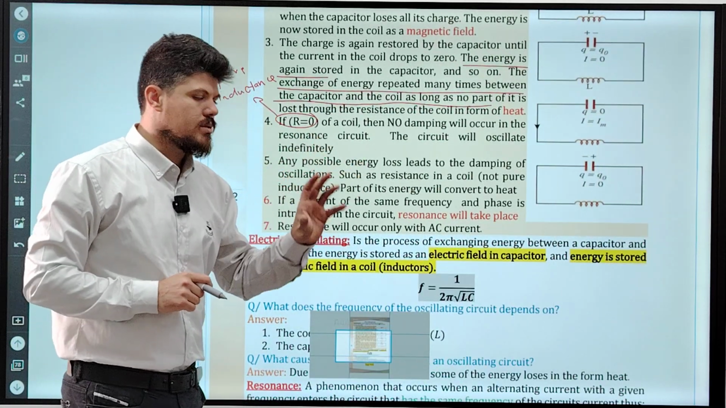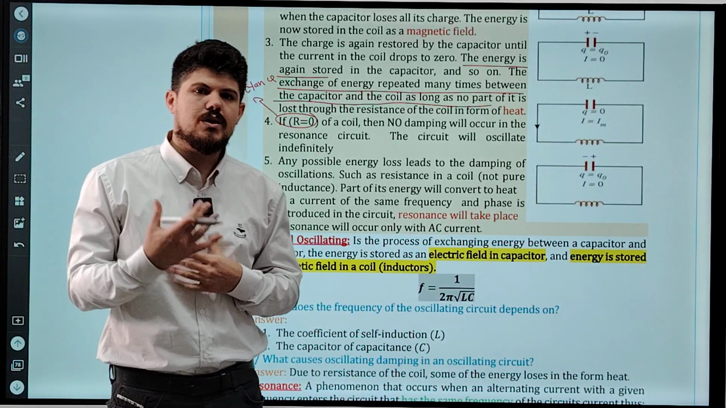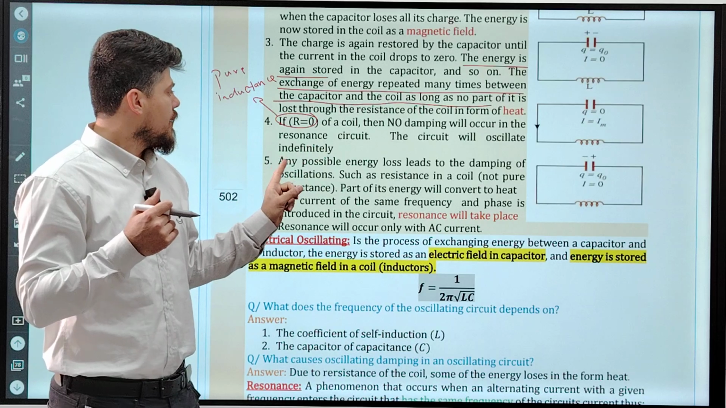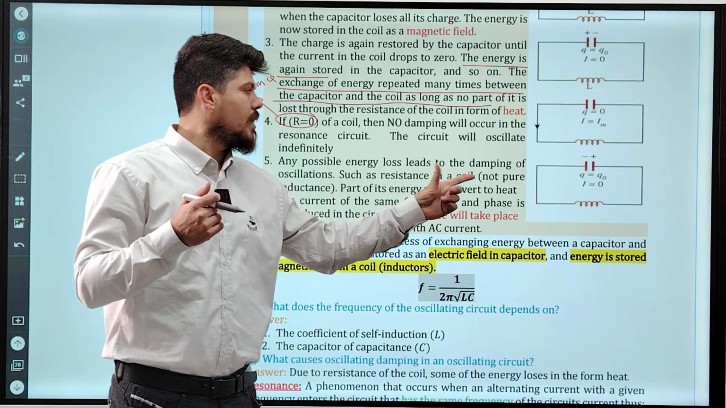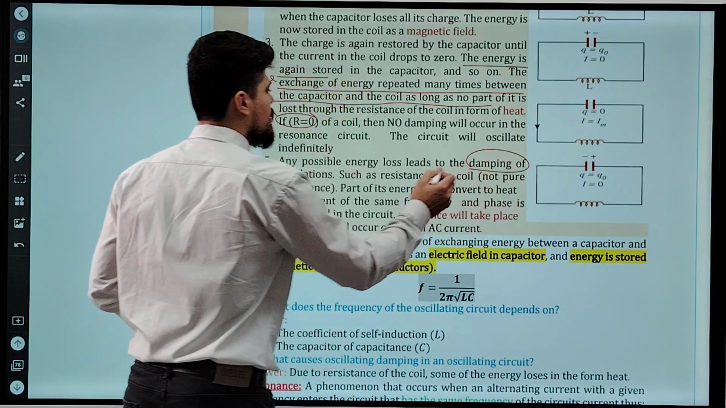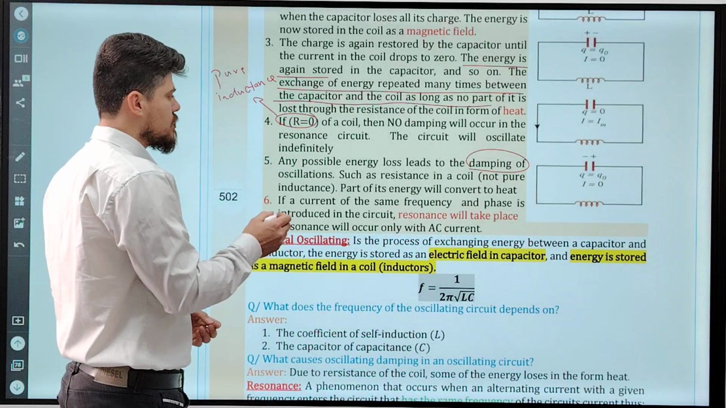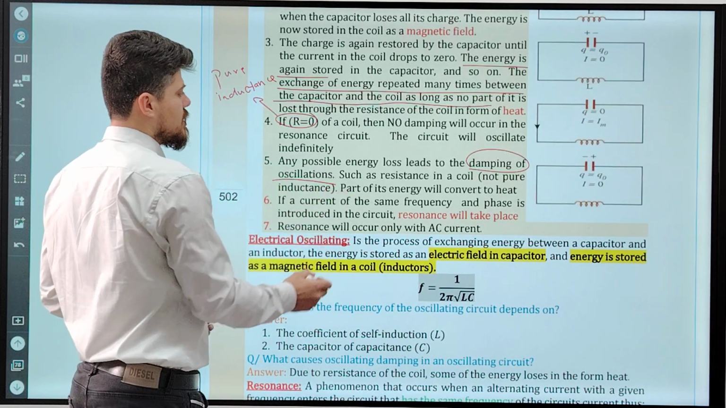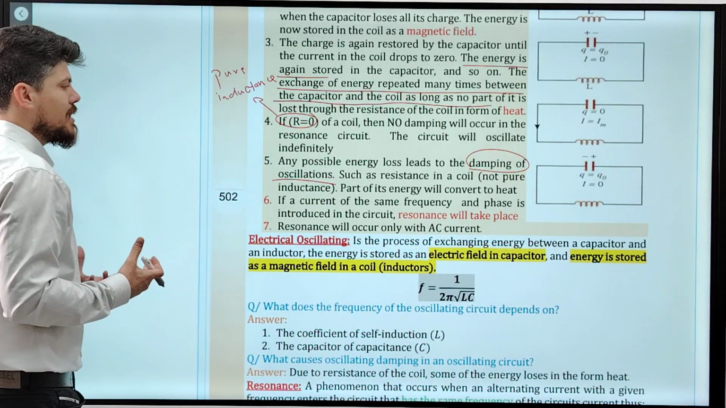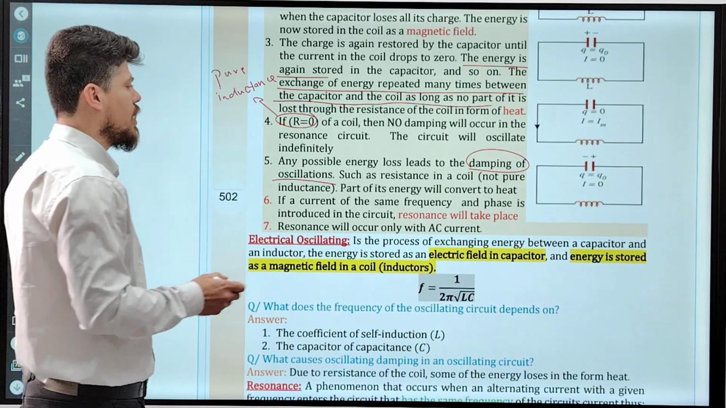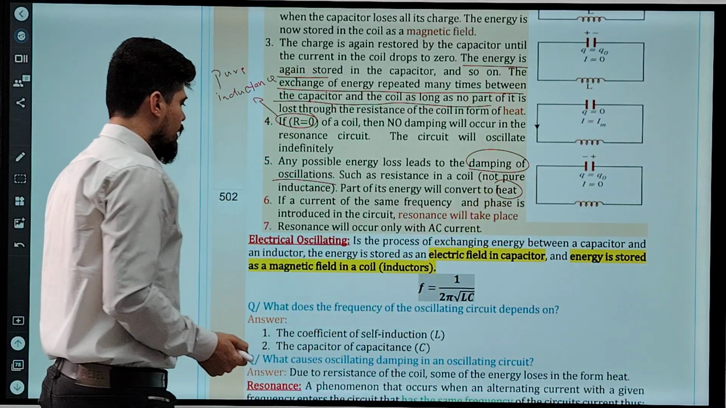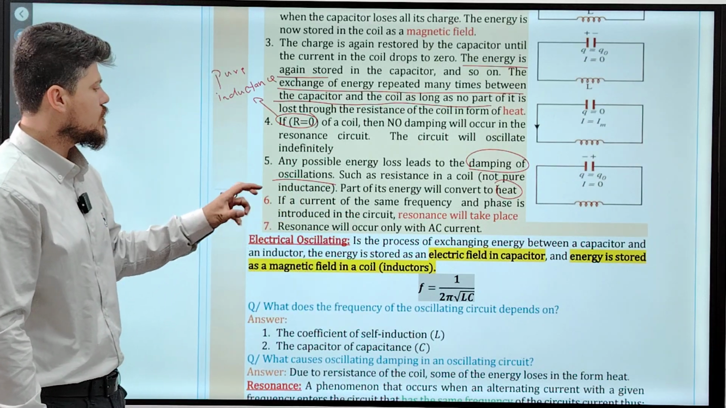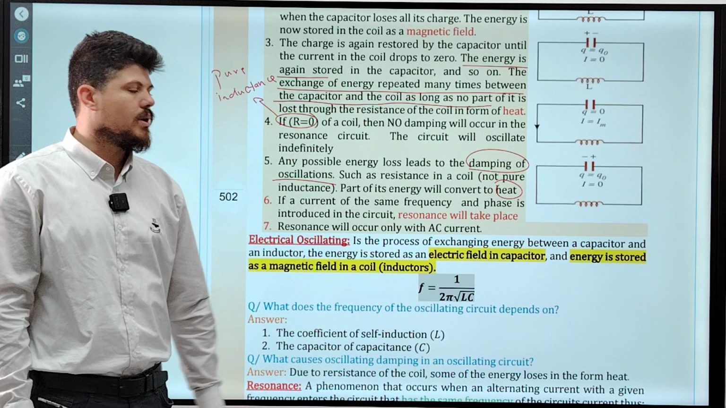In the presence of energy loss or resistance, or when the coil is not a pure coil, any energy loss leads to what? The damping. When does the damping occur? When energy is lost, or when the coil is not a pure coil. Damping of oscillations, such as resistance in the coil, not pure inductance: part of its energy will convert to what? To heat.